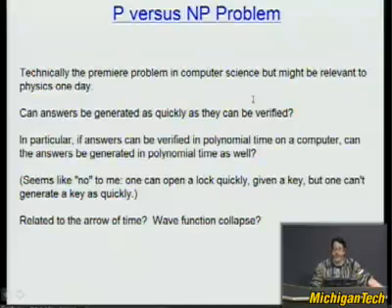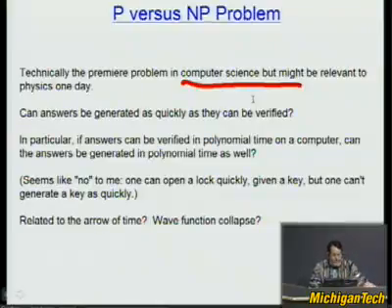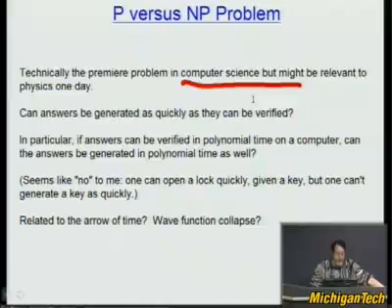P versus NP problems. I've read about this recently. This is technically a computer science problem, but I have a feeling it's going to merge into physics, or physics will become involved in this at some point. The question P versus NP asks is, can answers be generated as quickly as they can be verified? In particular, if answers can be verified in polynomial time on a computer, can answers be generated in polynomial time as well? The intuition I have as a physicist, which is irrelevant, is that no, one can open a lock quickly given a key, but one can't generate a key as quickly.